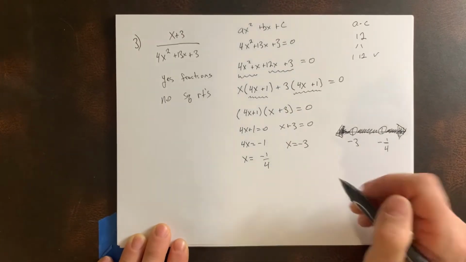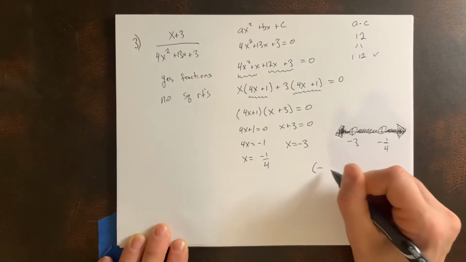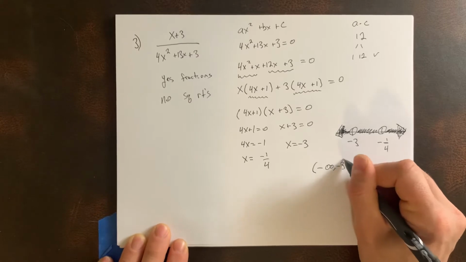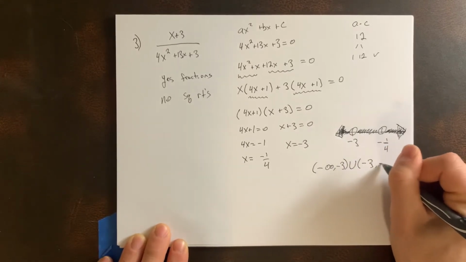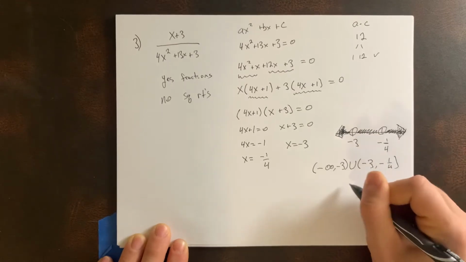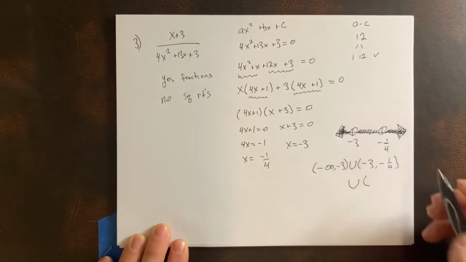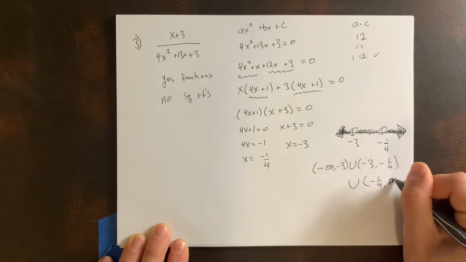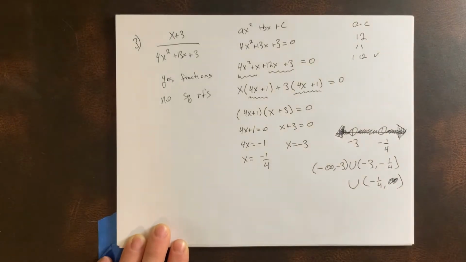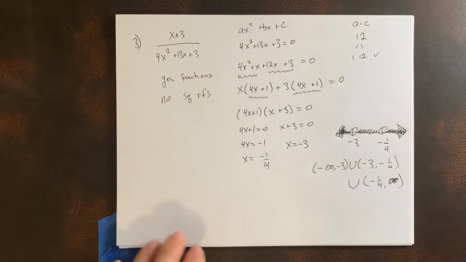Now if we put it into an interval, we have minus infinity to minus 3, minus 3 to minus 1 over 4, and then minus 1 over 4 to infinity. Okay, and so for this one, this will just be the answer.